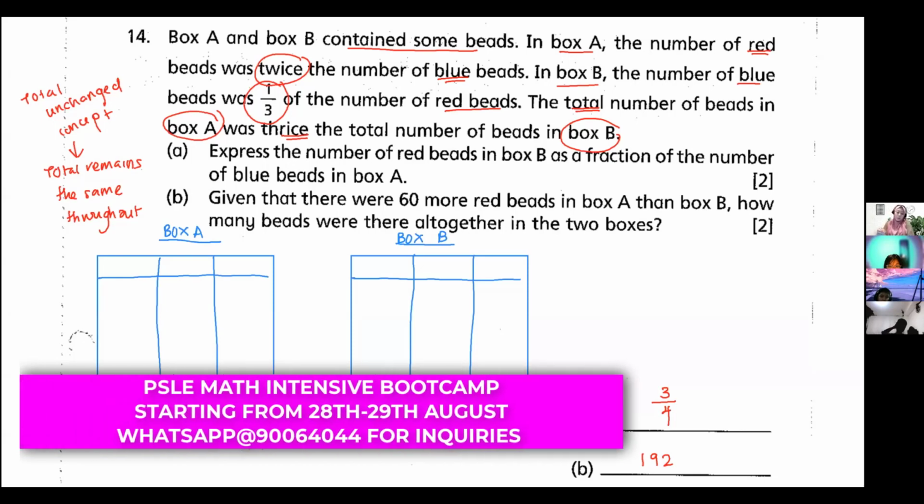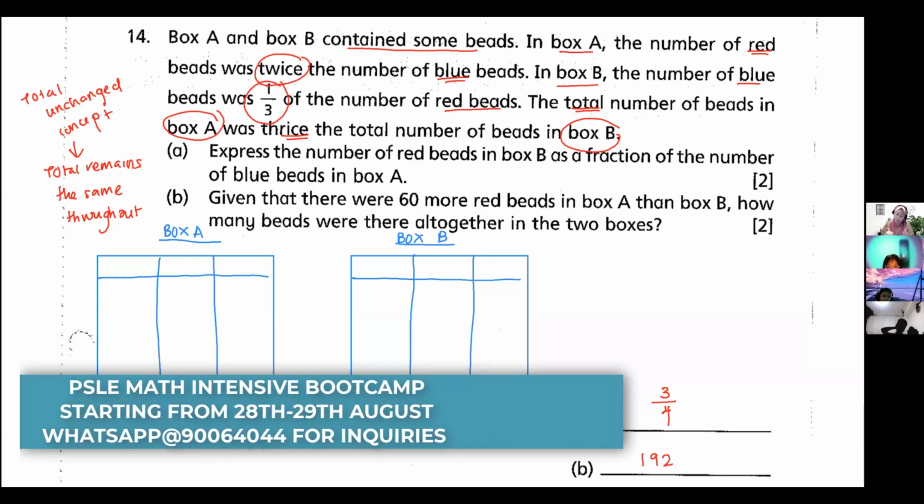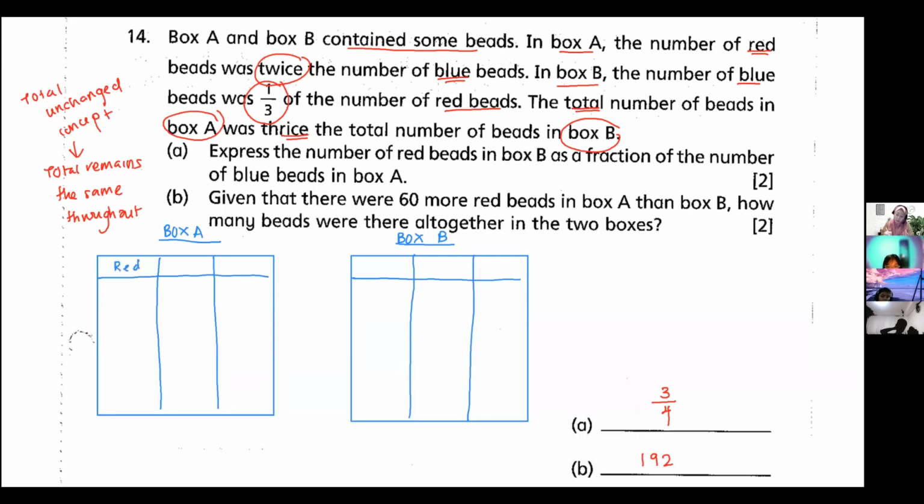Okay, so for my box A, what happened is that I have red and blue beads. So you put down there red, blue, total. Same goes for my box B. I have red and blue beads. Red, blue, total. So what I'm going to do is I'm just going to cut up into two parts like that.